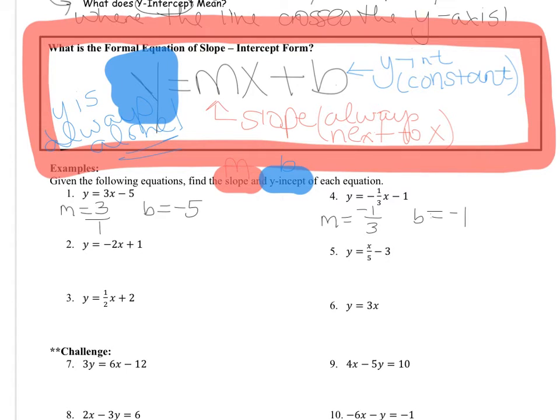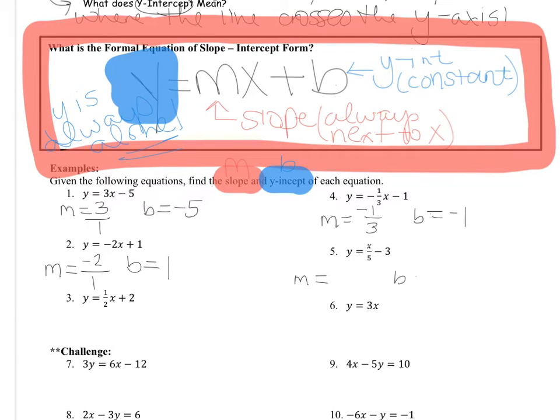Look at 2. Same thing. M equals, B equals. M is always next to X. M is -2. Always make it a fraction. -2 over 1. Why am I keeping it a fraction? Because of rise over run. B is always my constant, so B equals 1. Okay? Let's try number 5.